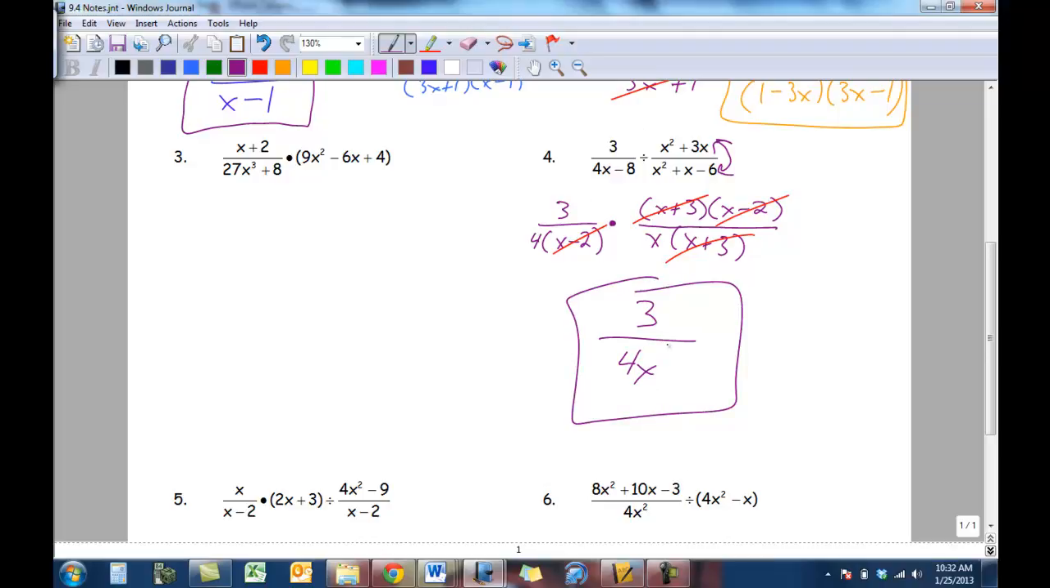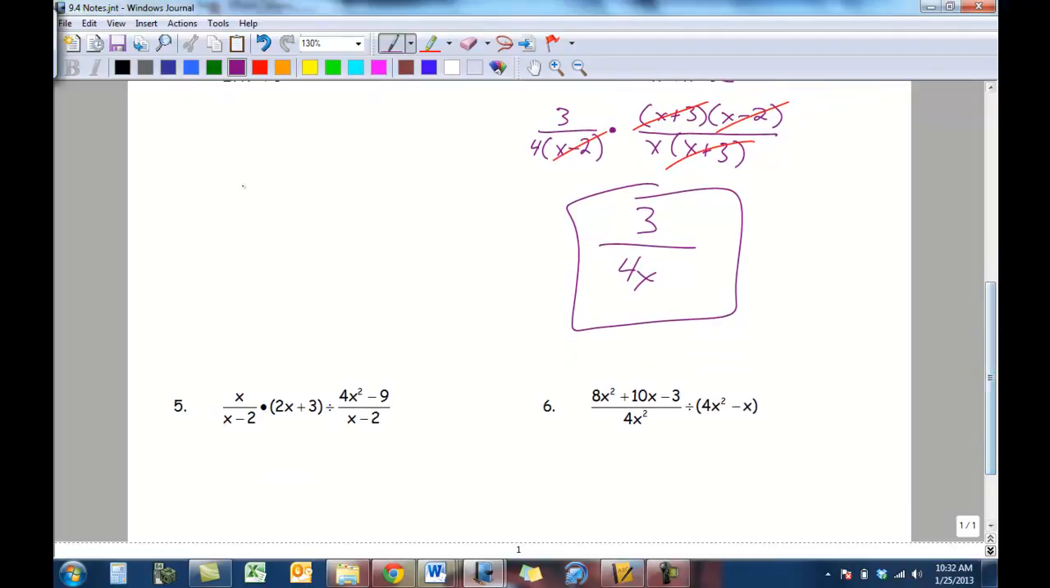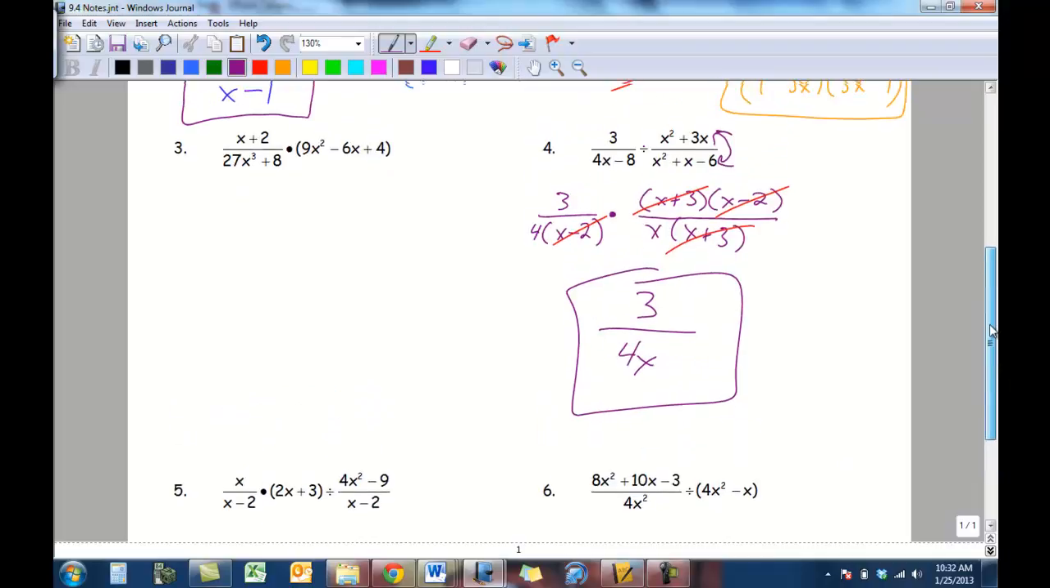So that's what's up. Tell you what, try these last 3 yourselves. We'll check them in class tomorrow. Smith out!